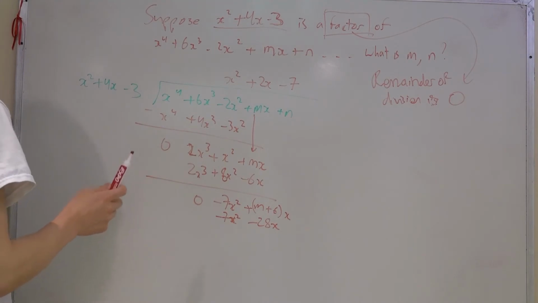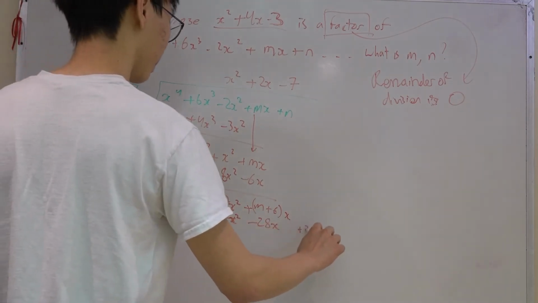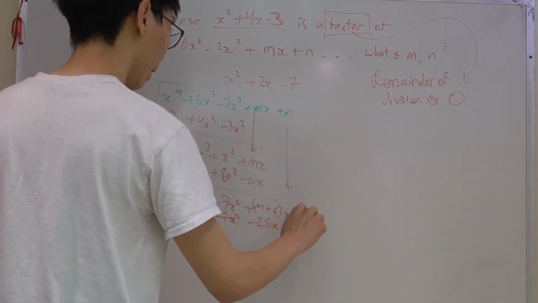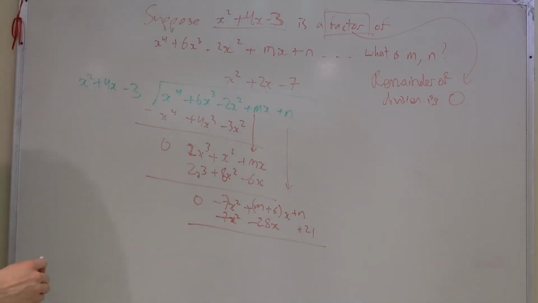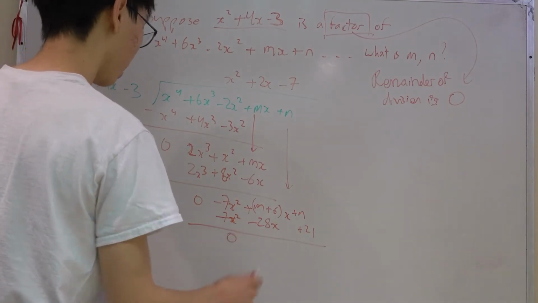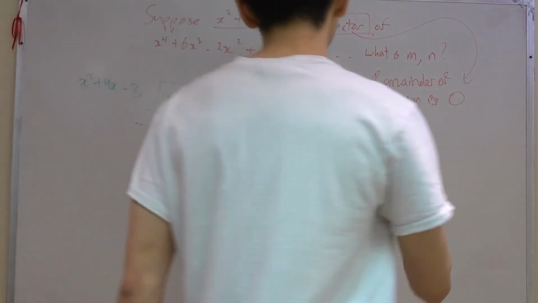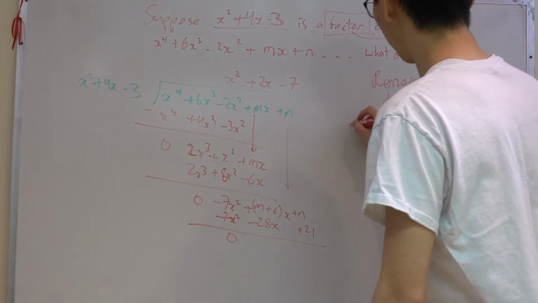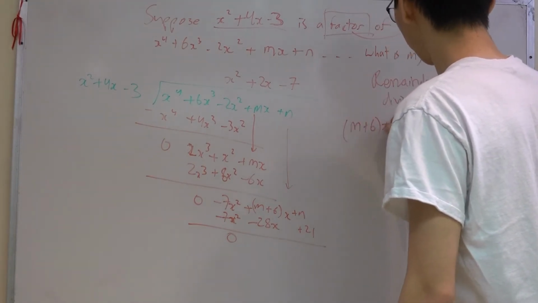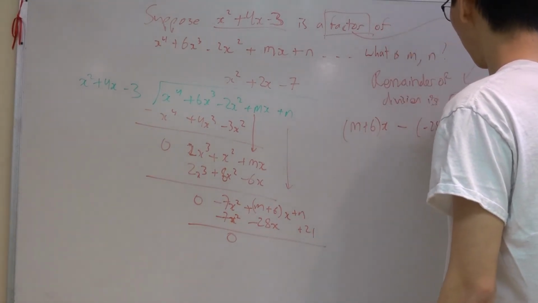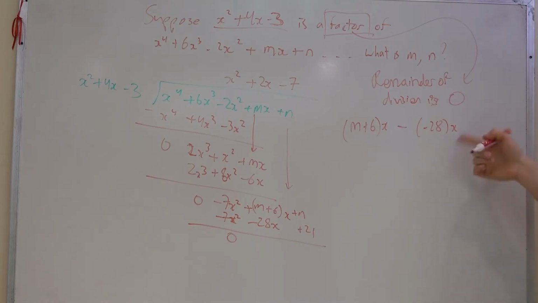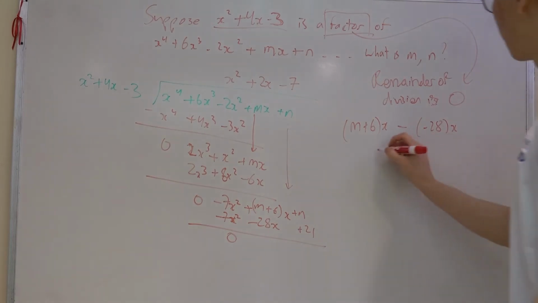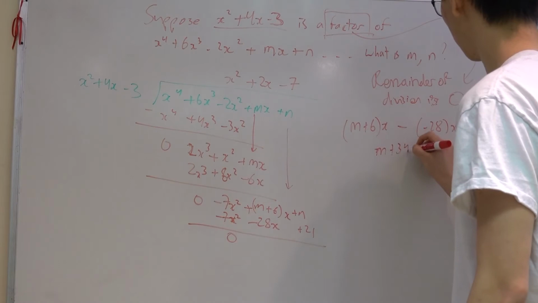And minus 3 times minus 7 is plus 21. Bring down the n, and my goodness, this is looking to be pretty horrible. Okay, what do we have? We get 0. Then we have m plus 6x minus 28x. It's not a bad thing to write your work on the side when you're feeling overwhelmed with the stuff. Okay, but this is just going to give us, if you look carefully, m plus 34x.